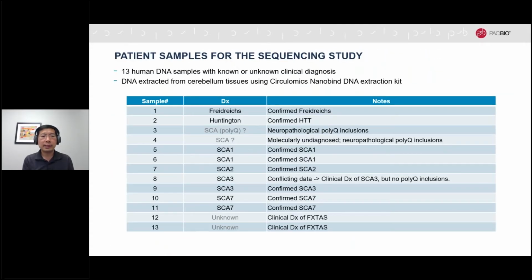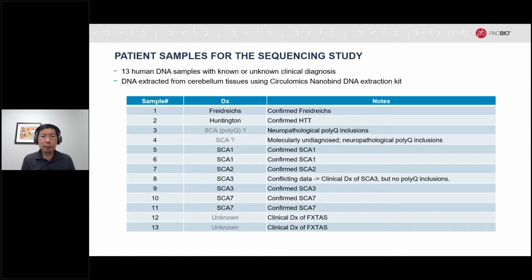We have selected 13 patient DNA samples for this study with either known or unknown clinical diagnosis. The DNA is extracted from cerebellum tissues using the Circulomics Nanobind DNA extraction kit.